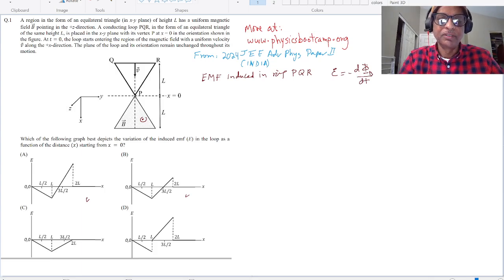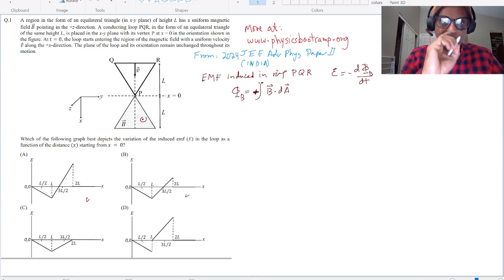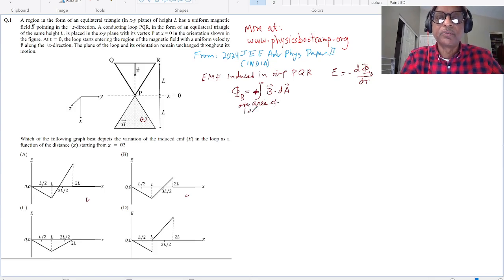So what is phi B? Phi B is the integral of B dot dA, where dA is the area element of the loop, so this is over the area of loop PQR. Of course, over here right now there's nothing, so it's going to be 0.